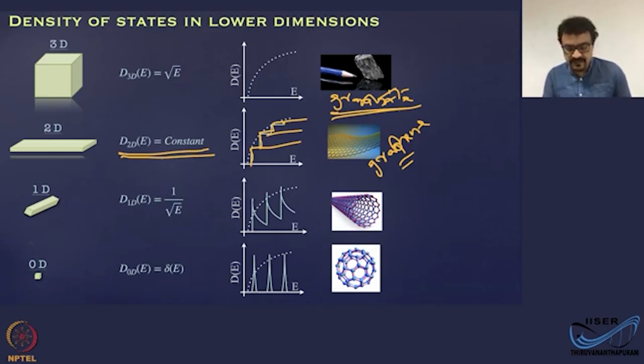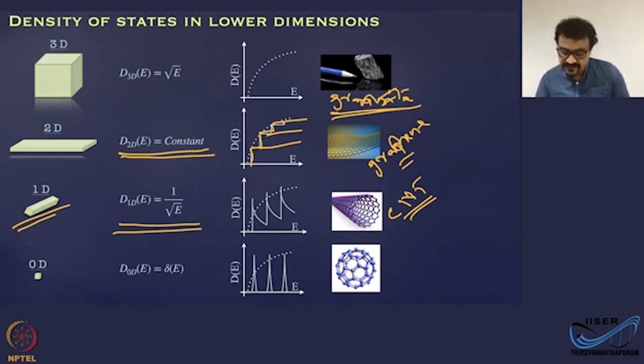In 1D, for example, a carbon nanotube (CNT) or nanowire, the density of states is proportional to 1 by square root of E, which is given by this spiky structure there, and that goes like 1 by square root of E.